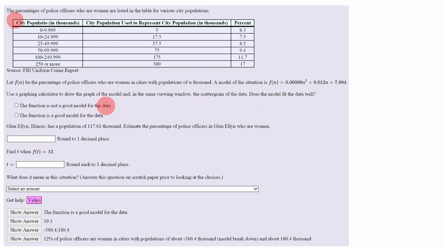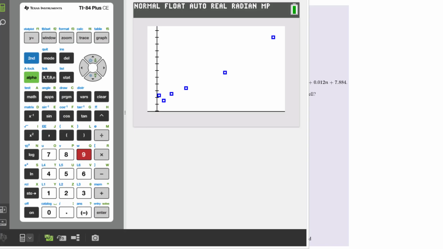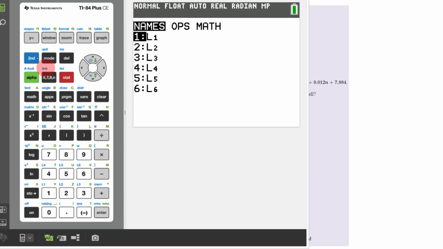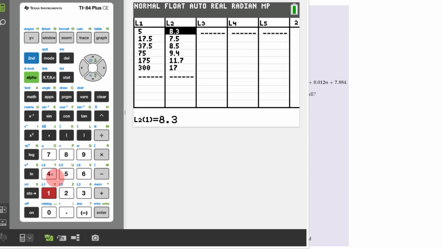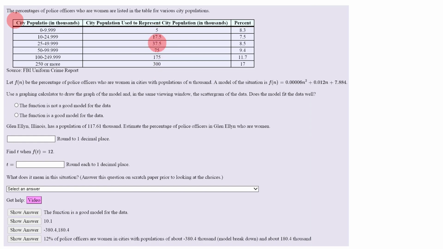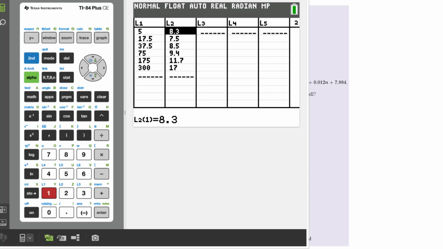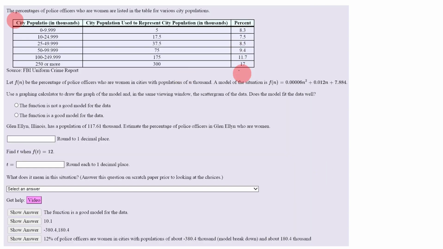So let's go ahead and go to our graphing calculator and put this information into the calculator and graph it. So we can see that we're going to have two columns here, a list 1 and a list 2. So going to our calculator, you'll hit Stat and go to Edit, and you'll see some lists here. Yours might be empty. So the first list will be those midpoints, the second column here. The second column is the percentage of police officers that are women in a particular city.